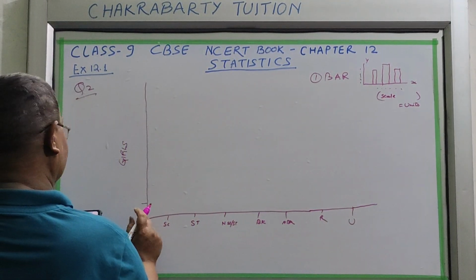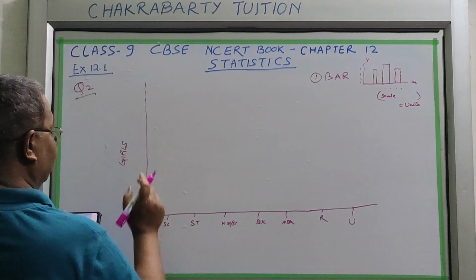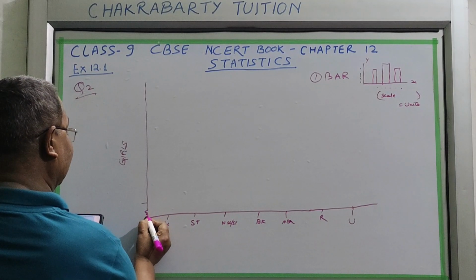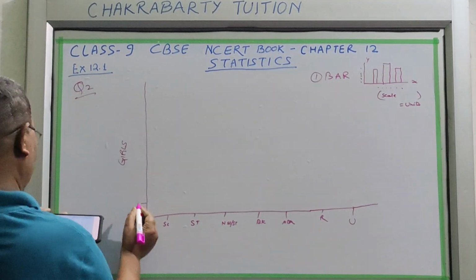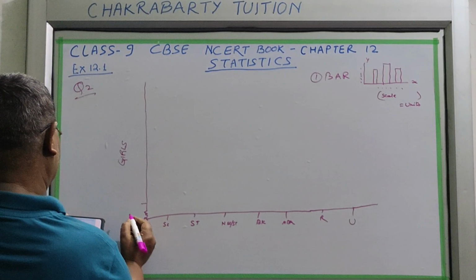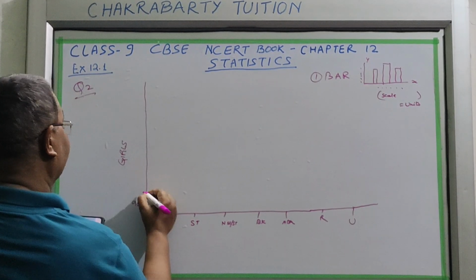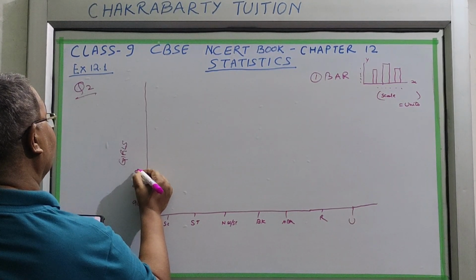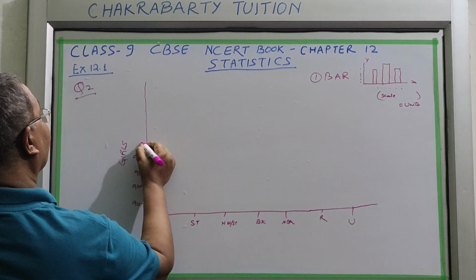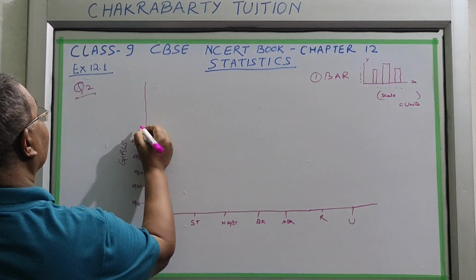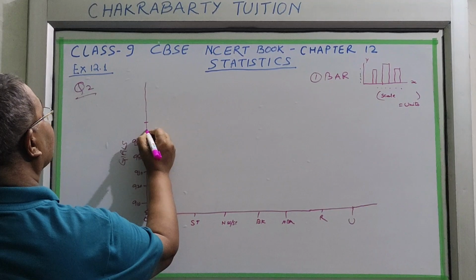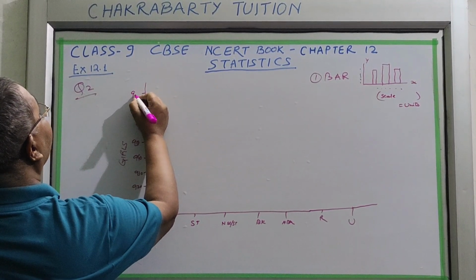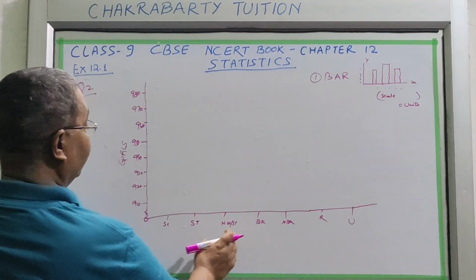And here we will start with 910. When we start with some number by jumping instead of 0, we make a kink. It is known as the kink, and we start like this. So first is 910, then 920, 930, 940, 950, 960, 970 and 980.